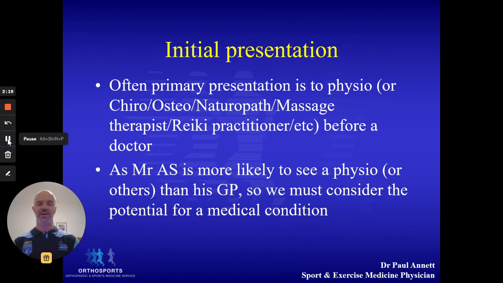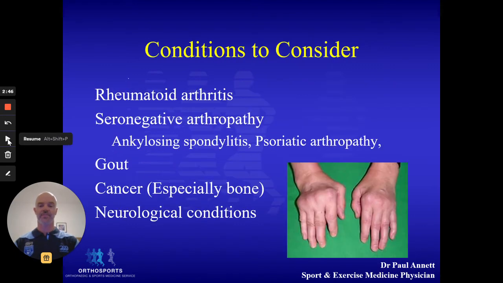As I'm sure you're all aware nowadays, often the primary presentation of any musculoskeletal complaint is to a physiotherapist, or in my experience, they've usually tried the chiropractor, osteopath, naturopath, massage therapist, and even Reiki practitioner before they actually make it to see a medical practitioner. As Mr. AS is more likely to see a physio for his initial assessment and diagnosis than his GP, we must always consider the potential for an underlying medical condition.